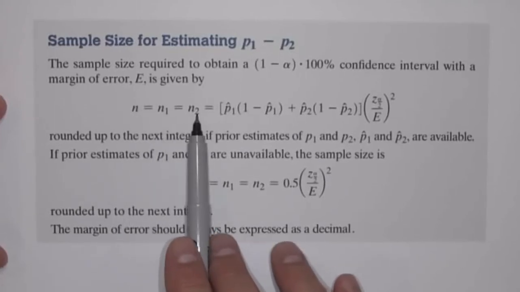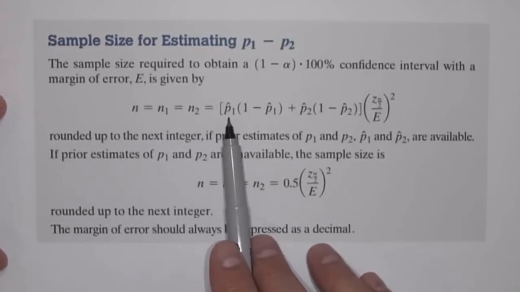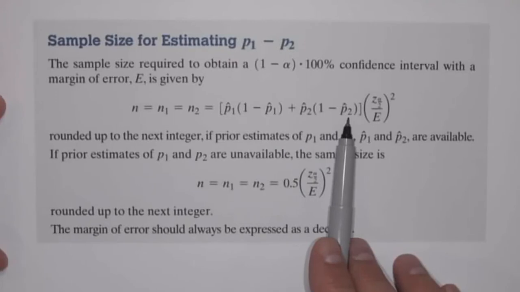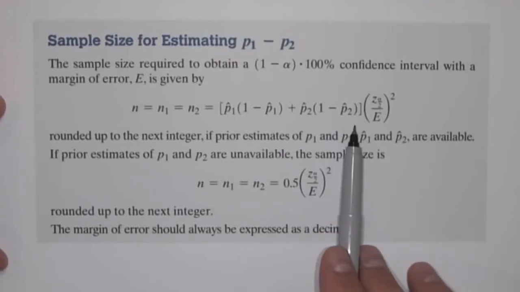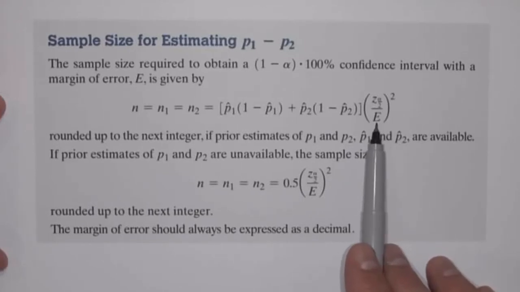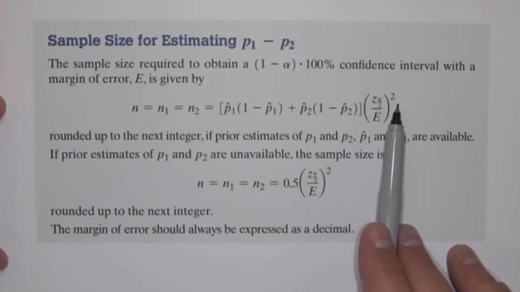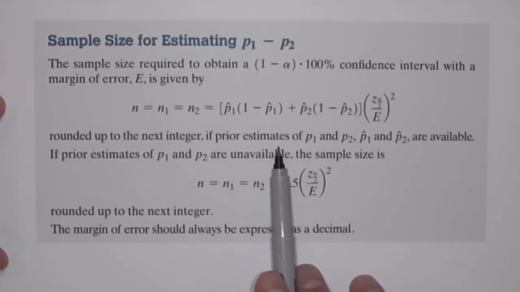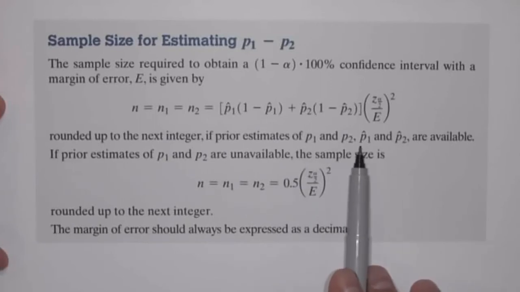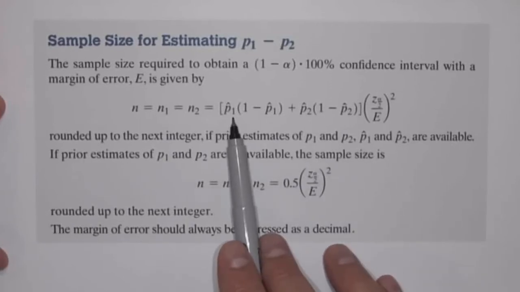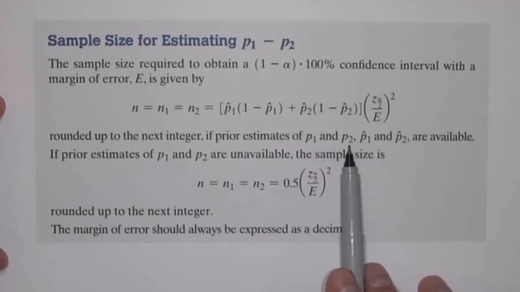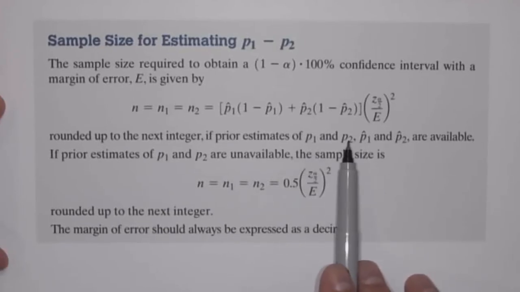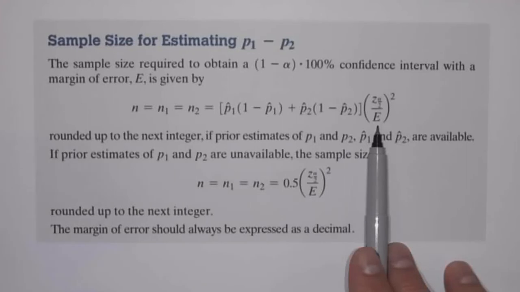So n, which is that common sample size, is going to be p hat 1 times 1 minus p hat 1 plus p hat 2 times 1 minus p hat 2 in that quantity, all times z sub alpha over 2 divided by E quantity squared. Now this will be rounded up to the next integer, and we use this if we have prior estimates for p1 and p2. So those prior estimates are the p hat 1 and the p hat 2. So if we have preliminary information or a previous study that we can use as estimates for p1 and p2, that's when we'll use this formula.